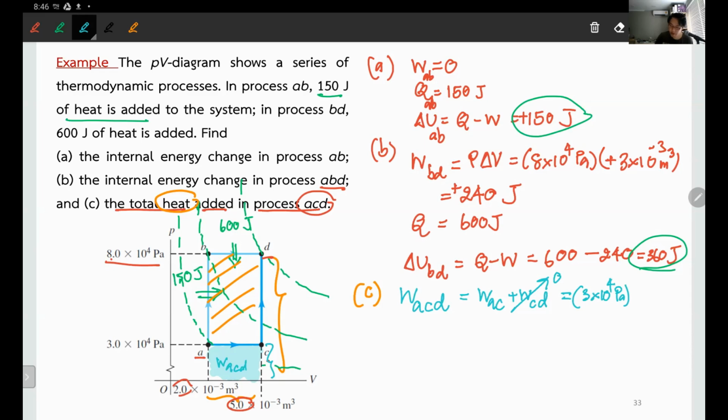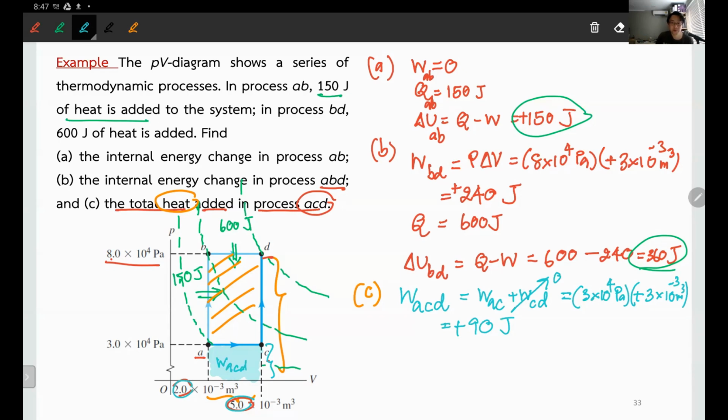Very good. The volume change, once again, is still positive because you go from 2 to 5. So it's still positive 3 times 10 to the negative 3 cubic meter. Very good. Let's get going. I mean, this calculated number, 90. You guys check my numerical calculations too. Okay, 90, good. So that's the work done from A to C to D. And if you want, you can still just add a positive sign to it.